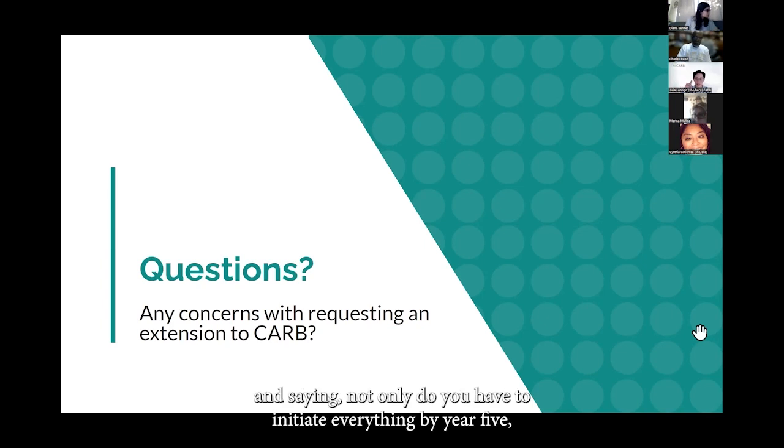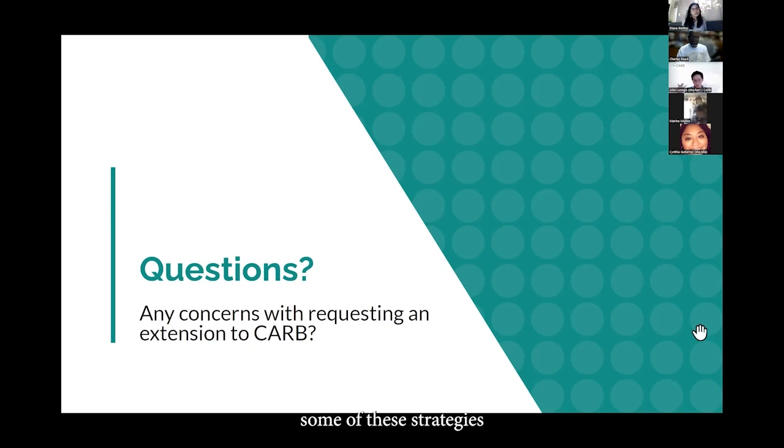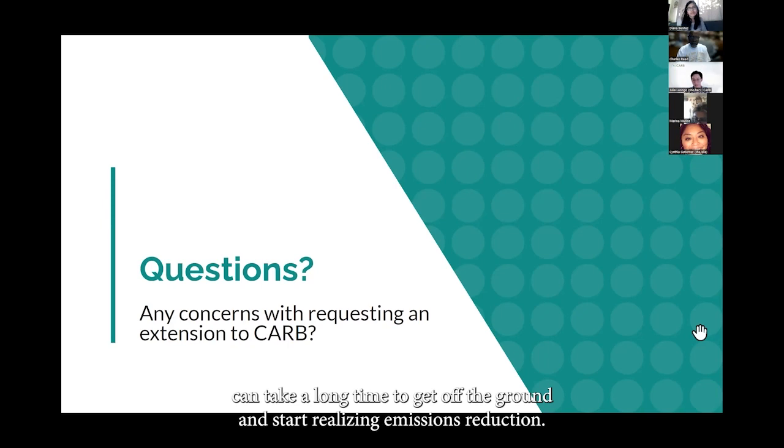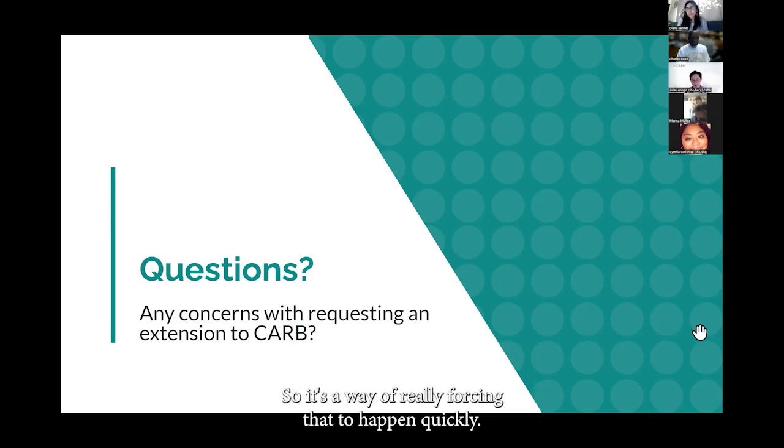It's saying, not only do you have to initiate everything by year 5, we want to see some real reductions happening by year 5 and tell us how much so we can tell you if you're meeting that target or not. So it's supposed to speed it up because some of these strategies can take a long time to get off the ground and start realizing emissions reduction. So it's a way of really forcing that to happen quickly.